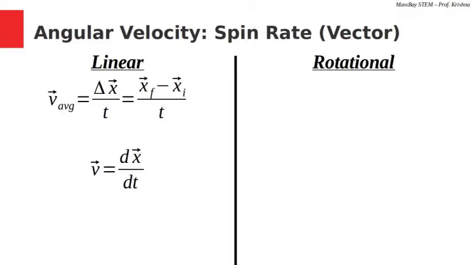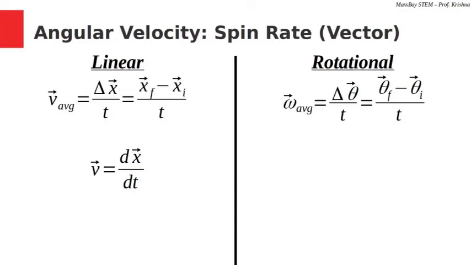Angular velocity works exactly the same way. The symbol for angular velocity is this. That's not a W, that is the lowercase Greek letter omega. It is a vector. One type of angular velocity is average angular velocity. It is equal to angular displacement over time. The other type is instantaneous angular velocity. That is equal to the derivative of angular position over time.